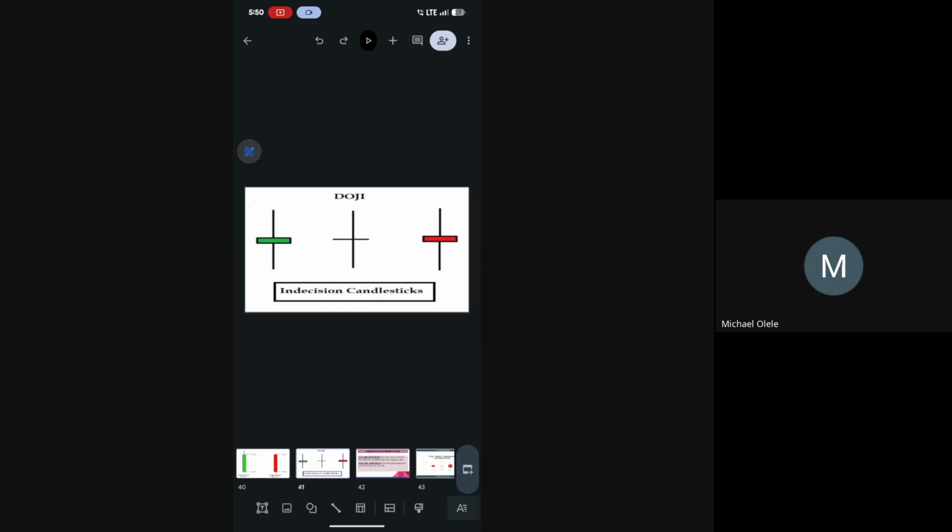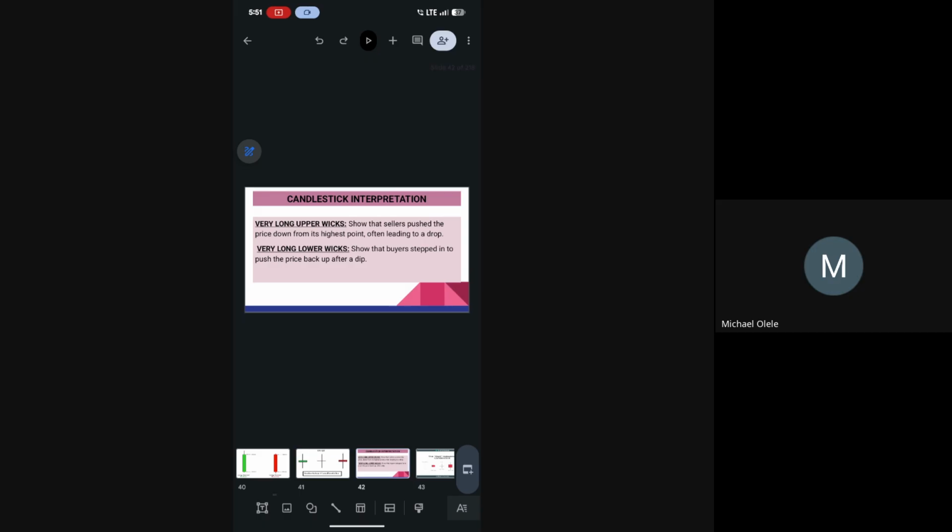Okay, that's it. All right, so we'll move on. We have candlestick interpretation. It's pretty much what I've explained. I think I'm going ahead of myself in the slide. Maybe it's because I'm the one who prepared it, but let me just read through it. So it says, very long upper wicks show that sellers push the price down from its highest point, just like I showed us on the live chart now, often leading to a drop. And also we have the very long lower wicks.